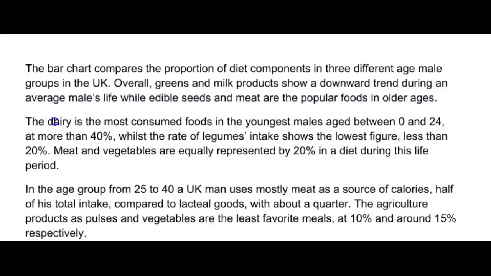The dairy, start with the subject, dairy is the most consumed food, no S, in the youngest males aged between 0 to 24 at more than 40%. So put that at more than 40% here, which it refers to as the most consumed food at more than 40% for the youngest males aged between 0 to 24, comma, whilst the rate of legumes intake shows the lowest figure, less than 20%. Good. Meat and vegetables are equally represented by 20%. No, there's a contradiction there. You're saying the lowest is 20, and then you're saying they're equally represented at 20. Okay, so we should have just grouped all of this together, and we should have said, whilst legumes, meat and vegetables are equally represented by around 20% each, full stop. Okay, that would have been sufficient.